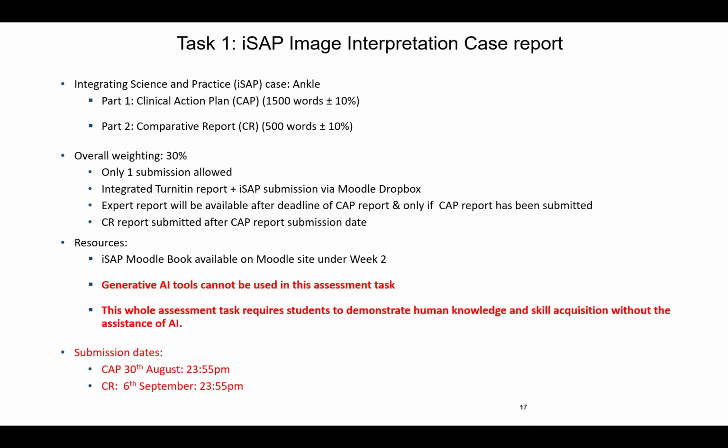And then you need to compare and contrast, of course, the CR report, and that's submitted on the 6th of September. And as mentioned, all the resources will be available under week 1, and there is an ISAP Moodle book with the ISAP case. Sorry, under week 2. I'm in last night's mode. Under week 2, because next week we will be releasing the ISAP case. I've already mentioned AI.